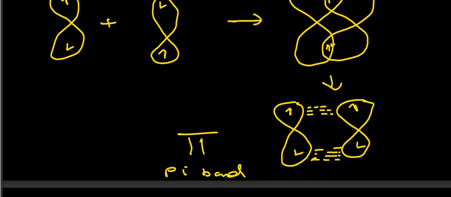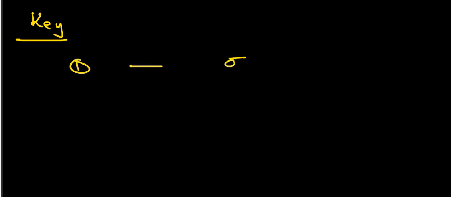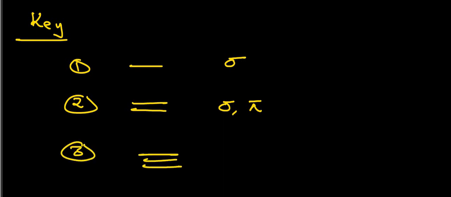In short, here is a key that you can use to remember all this in terms of the bonds you're dealing with. Whenever you see a single bond anywhere, just know you have a sigma bond. Whenever you see a double bond, just know you have a sigma bond and a pi bond. And whenever you see a triple bond, just know you have a sigma bond and two pi bonds. This is the maximum that you can ever have.